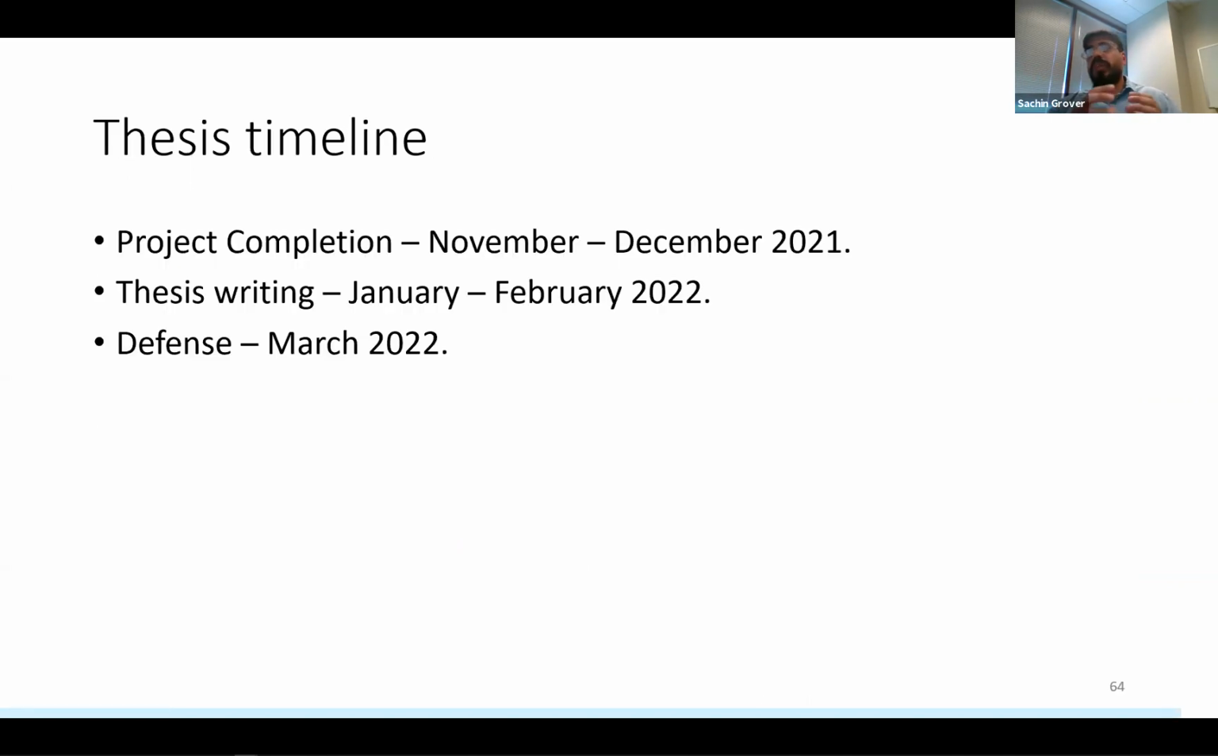I actually plan to complete this user study over the next 2 months, and this is what the timeline for my study looks like. In the next 2 months, I would like to finish it, and then I would do thesis writing in January and February, and probably have the defense around the second half of the spring semester.